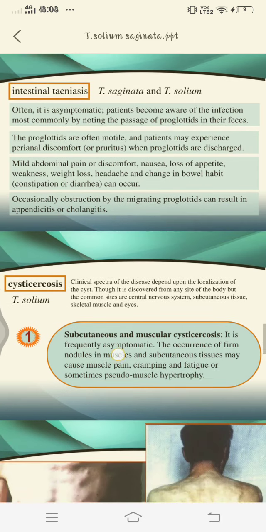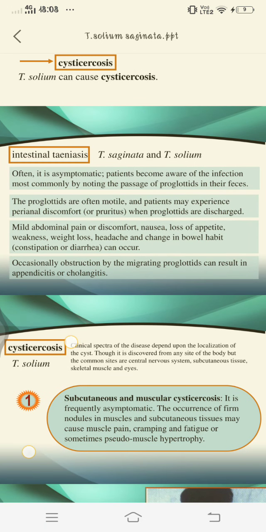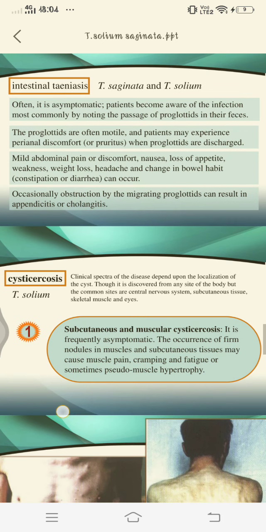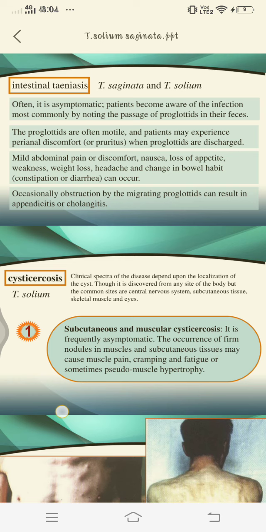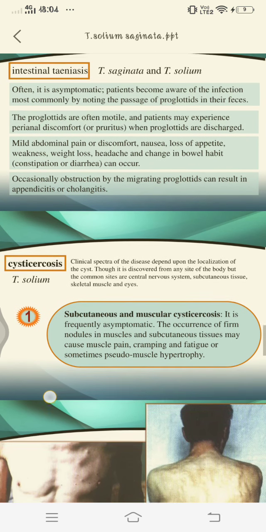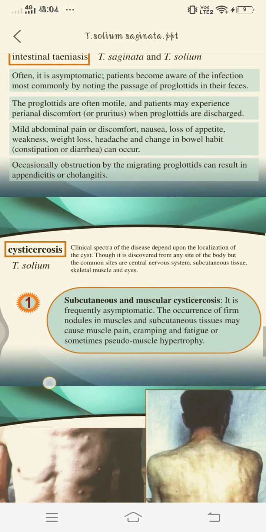So what is cysticercosis? If you remember, this takes place in the tissues. The clinical spectrum of the disease depends upon the localization of the cyst. Though it can be discovered on any side of the body, the common sites are the central nervous system, subcutaneous tissue, skeletal muscle and eye. In man it mainly attacks the CNS and also sometimes subcutaneous tissue, skeletal muscles, eyes. It is frequently asymptomatic. The occurrence of firm nodules in muscles and subcutaneous tissue may cause muscle pain, cramping, fatigue, sometimes pseudo muscle hypertrophy.